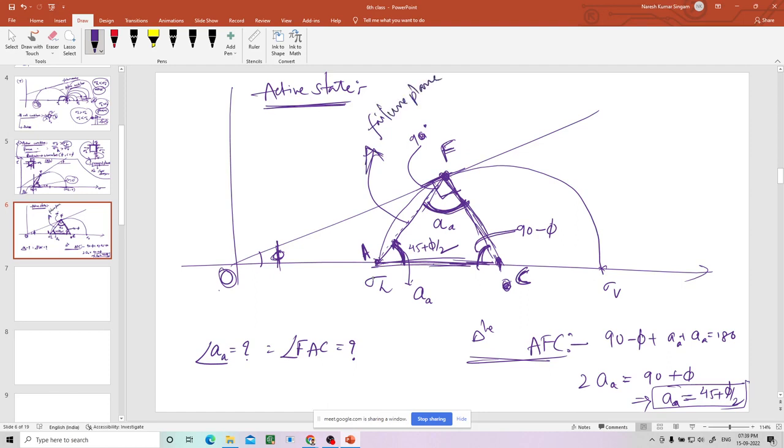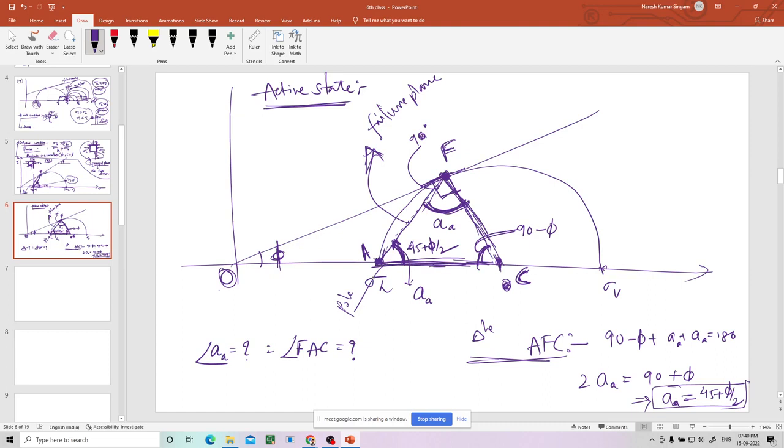Why is it the failure plane? Because this is the pole and this is the failure point. Whichever line you are drawing between the pole and the failure point, that is why it is the failure plane. Now, how much angle is the failure plane making? 45 plus phi by 2 angle with horizontal, right?